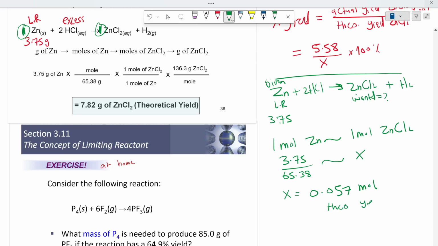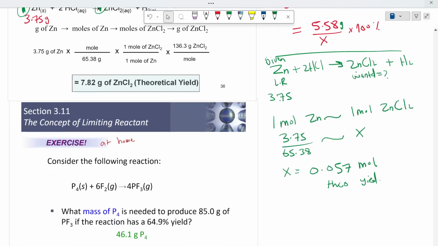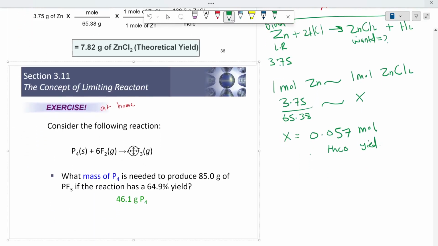Theoretical yield. But be careful. Here, percent yield equals the actual yield over theoretical yield. Here, the actual yield was in grams, and now we got X in moles. Can we divide grams over moles? No, we cannot. This is why you should convert moles to mass.